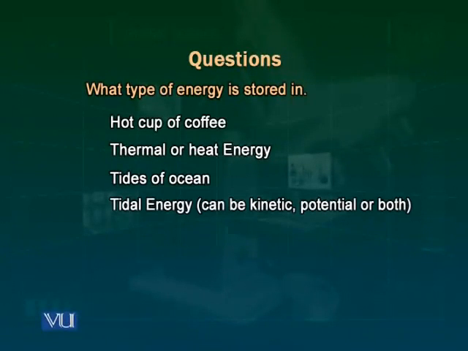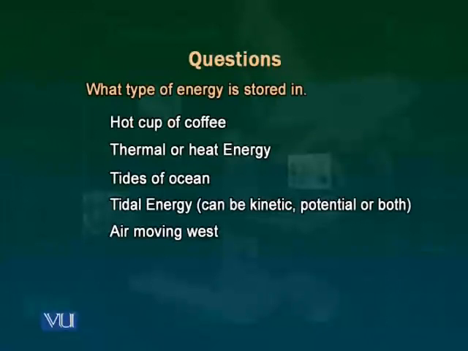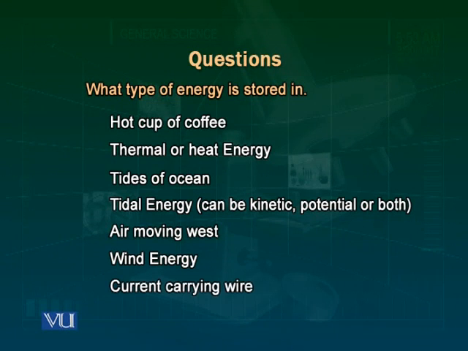The tides of the ocean. In the tide, you can have the kinetic energy, potential energy, or both, because if it's a very high tide, the height would also give it potential energy, and the speed of the tide would give it some kinetic energy. Air moving in a particular direction would have wind energy, just like a current carrying conductor or a wire will have electrical energy.